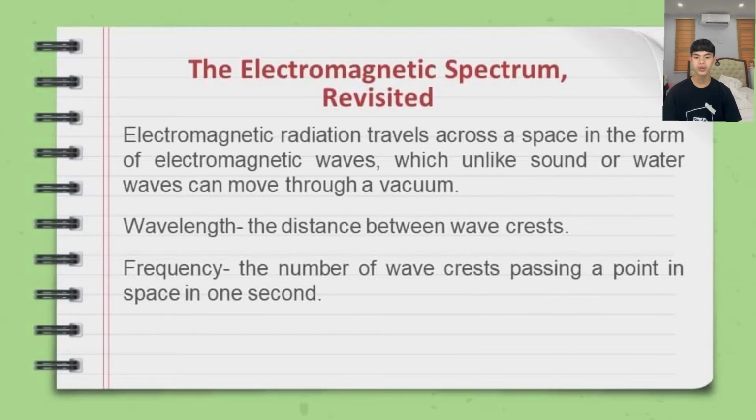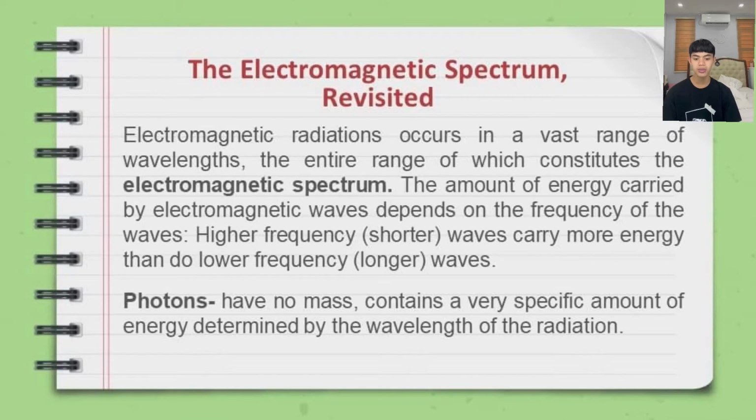So let's move to slide 3. Now, let's talk about the electromagnetic spectrum revisited. Electromagnetic radiation travels across space in the form of electromagnetic waves, which, unlike sound or water waves, can move through a vacuum. We distinguish among different types of electromagnetic waves by specifying their wavelength or their frequency.